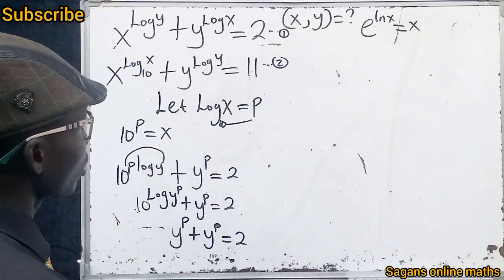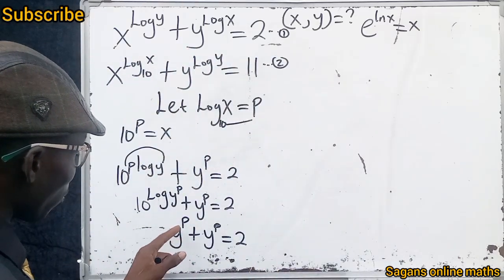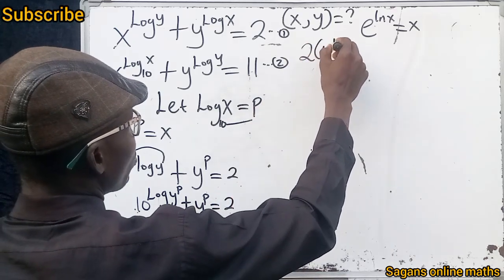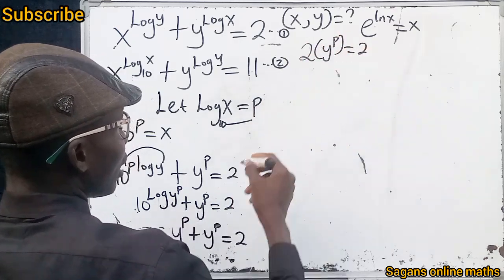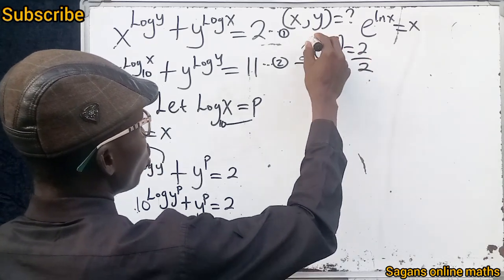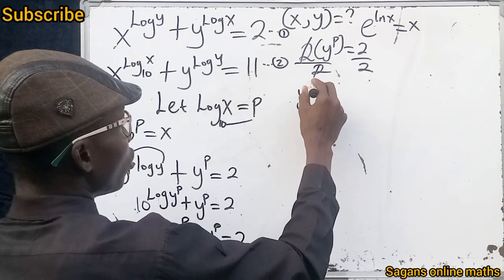Now from here we can do something interesting. Now we're having y raised to the power p plus y raised to the power p, which is simply 2 times y raised to the power p equals 2. Now let's divide both sides by 2. If we divide here by 2, also divide here by 2, the 2 will go. Then y raised to the power of p will be equal to 1.